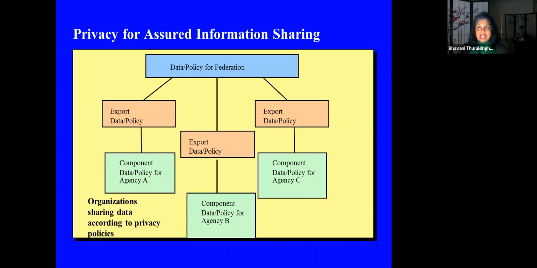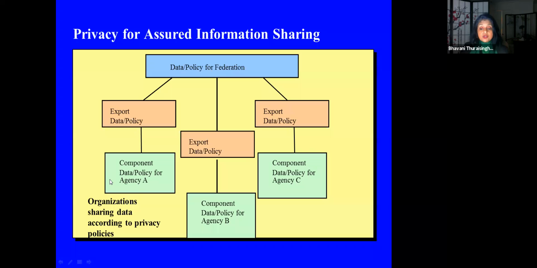This is something that I do a lot. I've done a lot of work on information sharing between organizations with respect to security. All I'm saying is you can do something very similar with respect to privacy. So, organizations sharing data according to privacy policies. You have organization A with a set of data and policies, B has data and policies, C has data and policies. So you have a federation. These three form a federation, like the Federation of the United States or the European Union Federation.